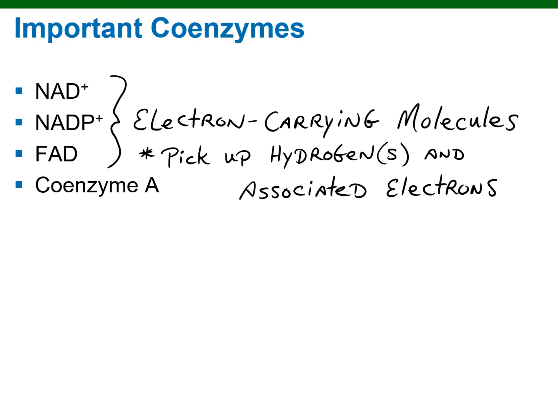And last on the list here, we have coenzyme A. Coenzyme A, which is sometimes abbreviated CoA, is involved in preparing a molecule that feeds into the Krebs cycle, as we'll see later. So these are common coenzymes that we should keep in mind as we go through this lecture.